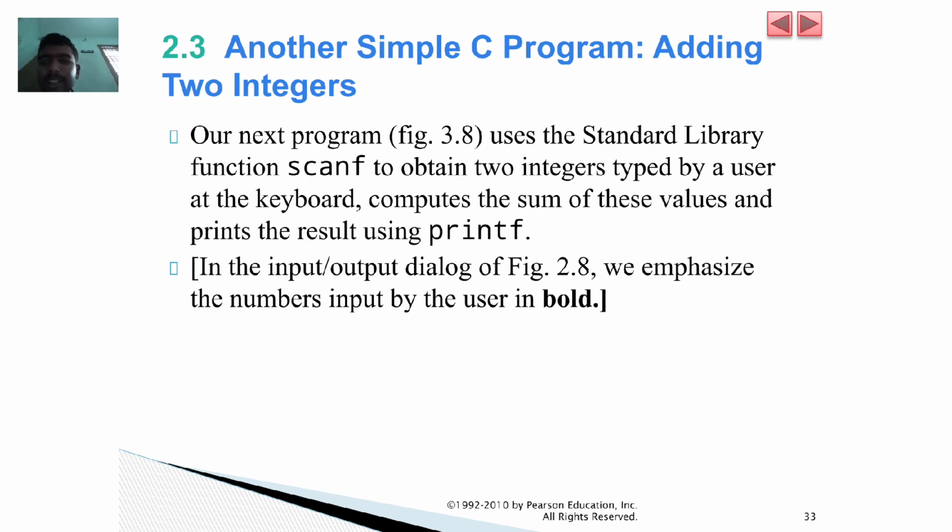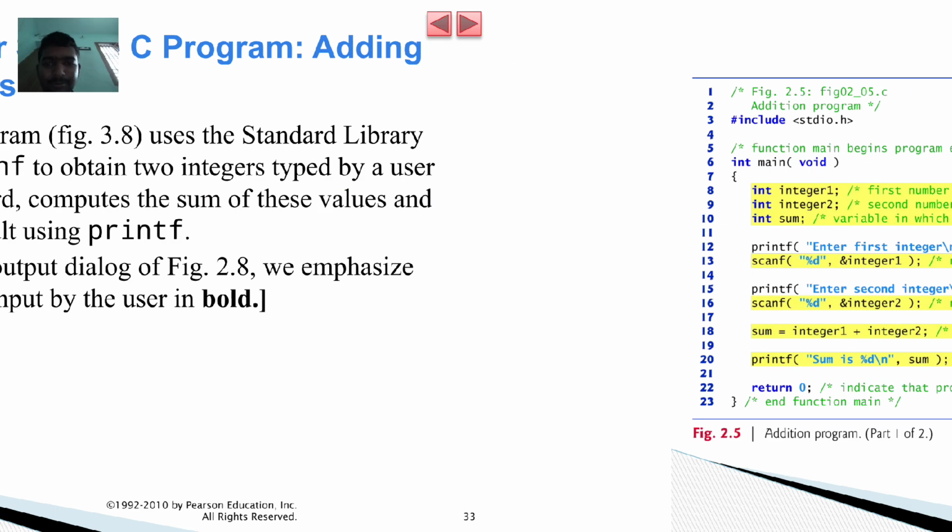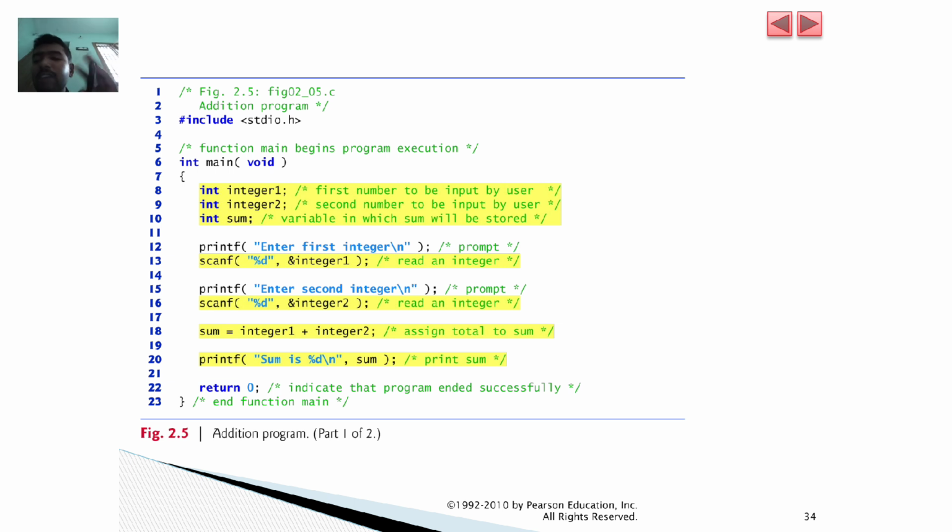Another simple C program: addition of two integers. What is scanf? In an X-ray store or in the laboratories, we see scanning. Scanning means getting the input, and printing means displaying the output. To solve this problem, I need two integers. I should take two integers within the declaration itself in the function, from the user who wants the result output of the two numbers.